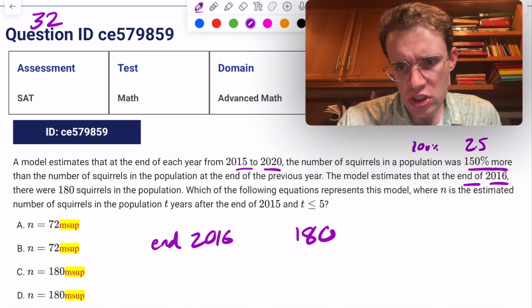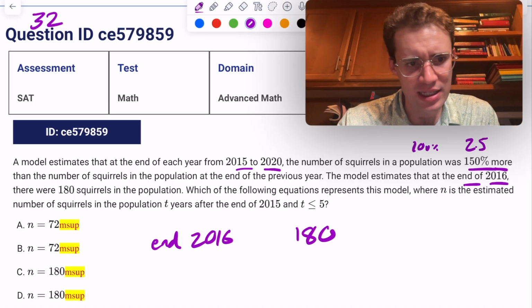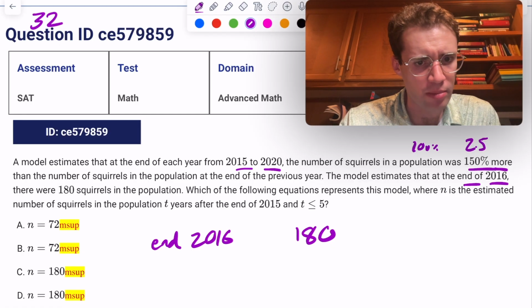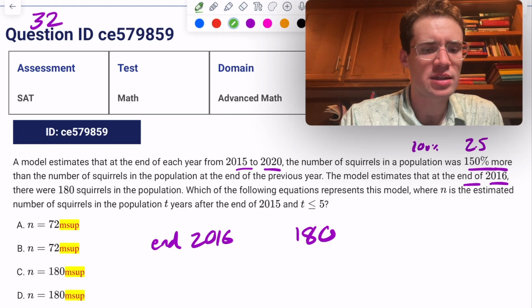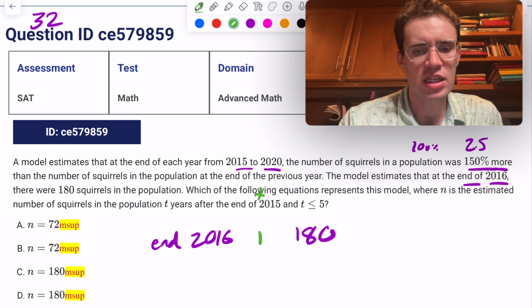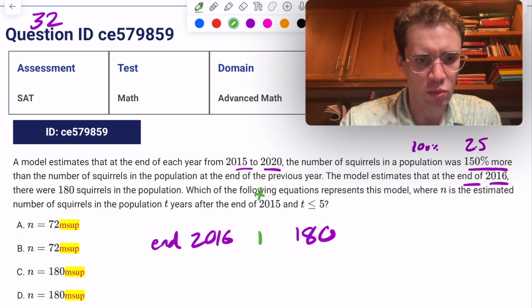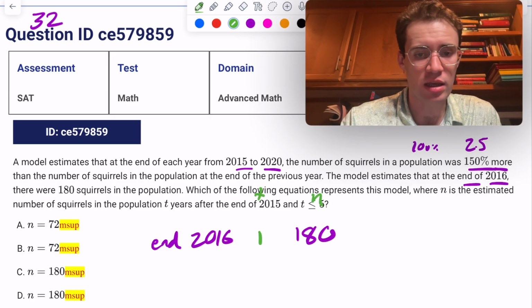Which of the following equations represents this model where n is the estimated number of squirrels in the population t years after the end of 2015? So that means that this is when t equals 1. T is 1, the output, the number of squirrels, n, is 180. So first we need to figure out what t of 0 is.